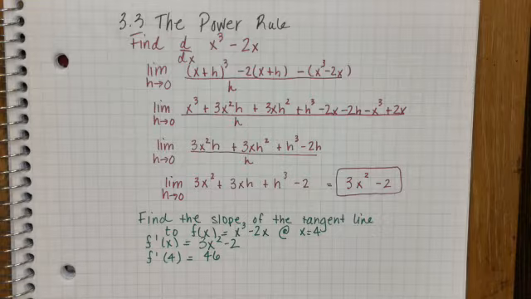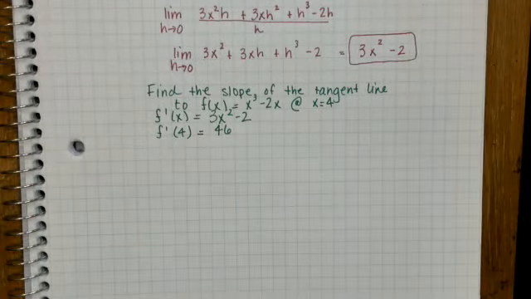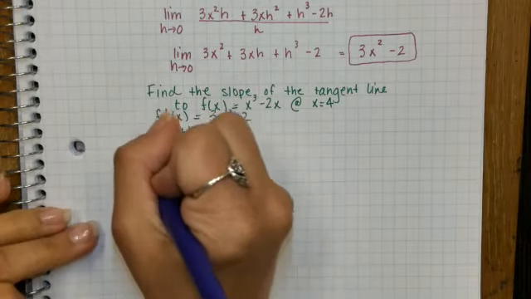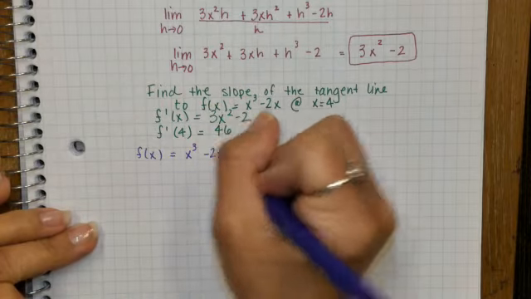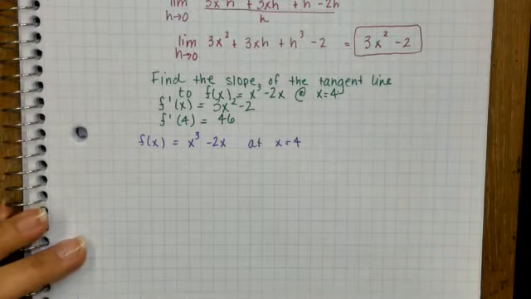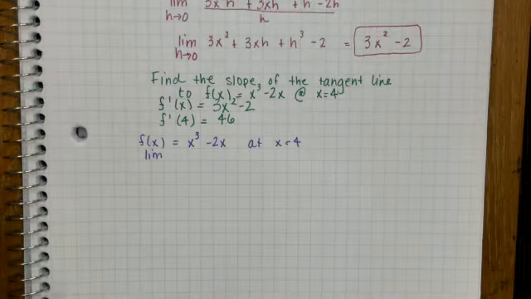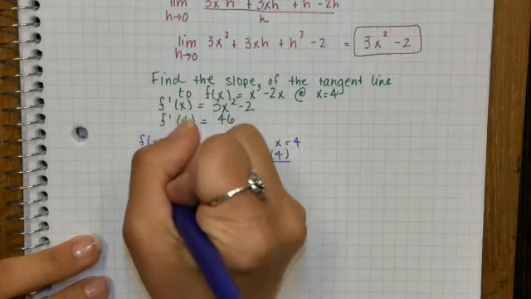Okay. Another way that we could do this, which of course is a little bit more time consuming. You have x cubed minus 2x. So you would say the limit as h approaches 0, not x approaches 4.